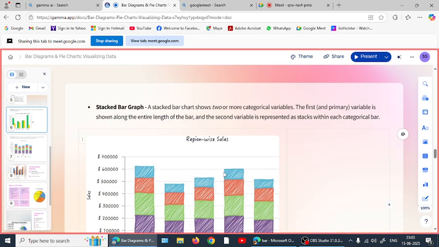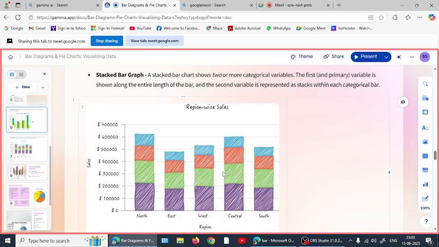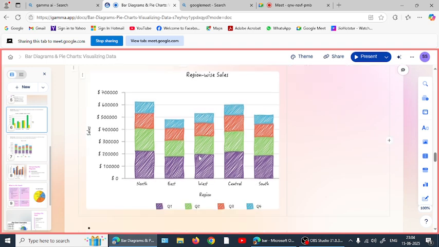Next is the stacked bar graph. What is a stack? One above the other, the things are arranged, that we call a stack. In this chart, what all things can you interpret? Yes, it is region-wise sales, mainly based on sales of some products. The product names are given here. What are the product names? Q1, Q2, Q3, Q4. From this picture, what can you understand?